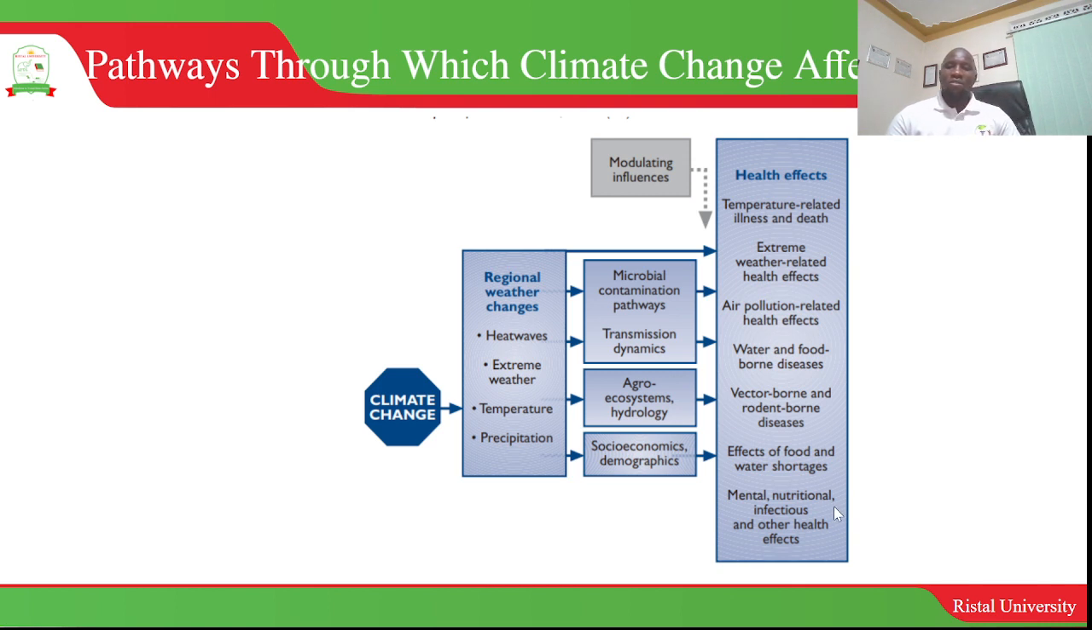Okay, so agroecosystems and hydrology, these are related to practices in agriculture, and the rainfall patterns contribute to food and water shortages. Okay, how do we use water, by the way? How do we use water? Are we using water in a sustainable way? Are we even harvesting water? Or what is sustainable water management?